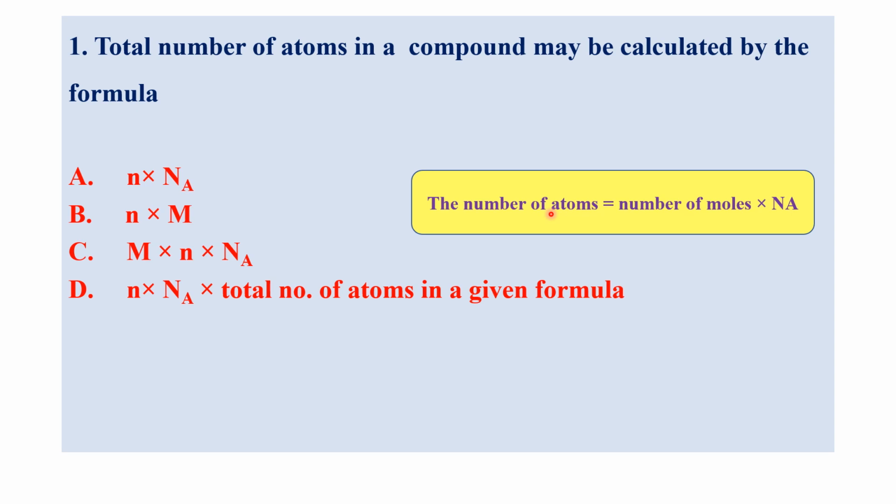So rearranging this formula, we will get the number of atoms. The number of atoms is equal to the number of moles multiplied by Avogadro number. The number of moles here is represented by the small n. So n multiplied by Avogadro number will be the correct answer.